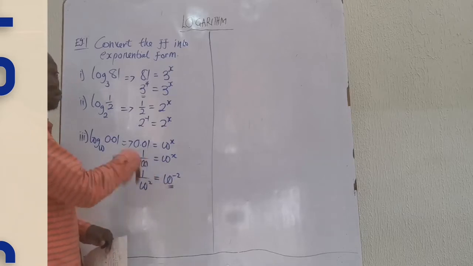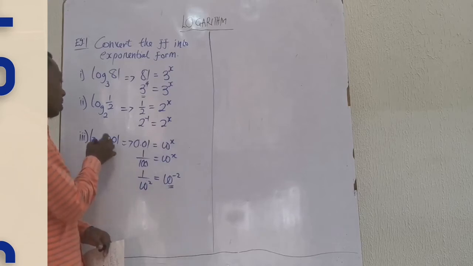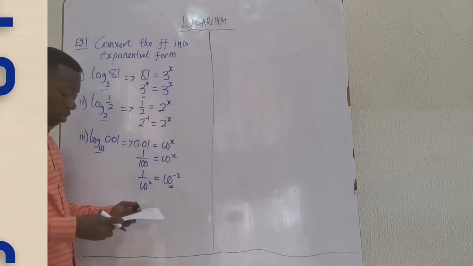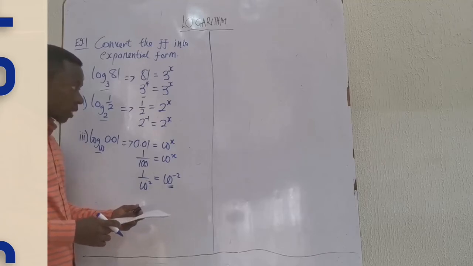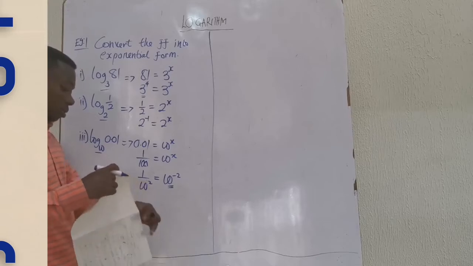So let's say we were told that we should convert this exponential form into the logarithm form, that's what should have been in the question. So that is the whole issue when it comes to the idea of logarithm in that case. So let's take note of that. Let's take note of that.